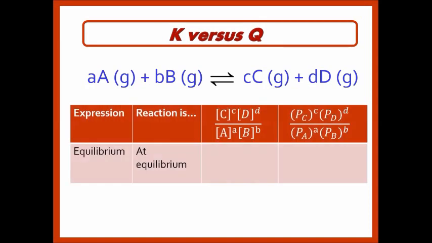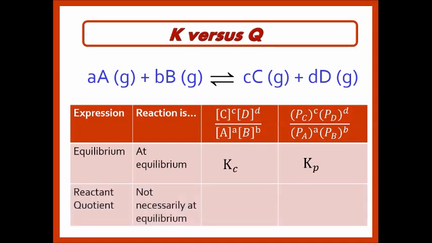Now at chemical equilibrium, we can express the equilibrium constant in terms of equilibrium concentrations, Kc, or equilibrium partial pressure, Kp. However, if the reaction has not yet reached equilibrium or has been disturbed from its equilibrium, the reaction quotient Q is a good value to gauge the progress of the chemical reaction. The reaction quotient expression can be expressed in terms of concentration or partial pressure, just like the equilibrium constant.